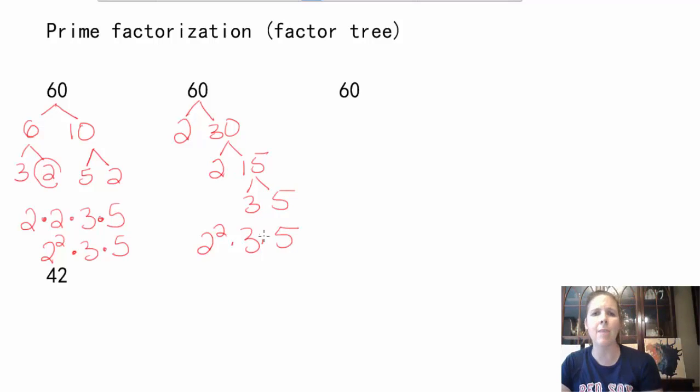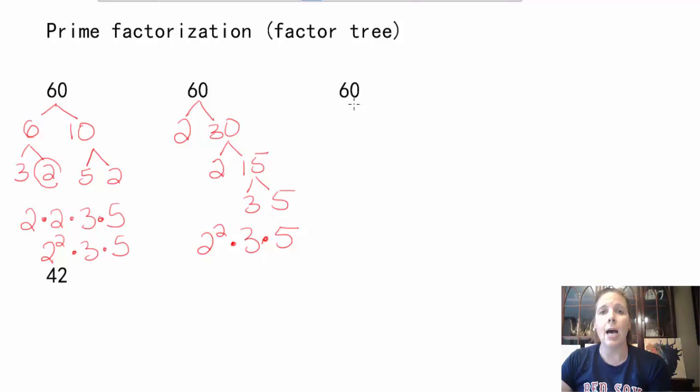And you want to get in the habit of making sure these are multiplied. Okay, it's multiplication. You can put little x's there if you want. You're not just writing the numbers down. They're actually multiplied together, because 2 times 2 times 3 times 5 will give you 60.